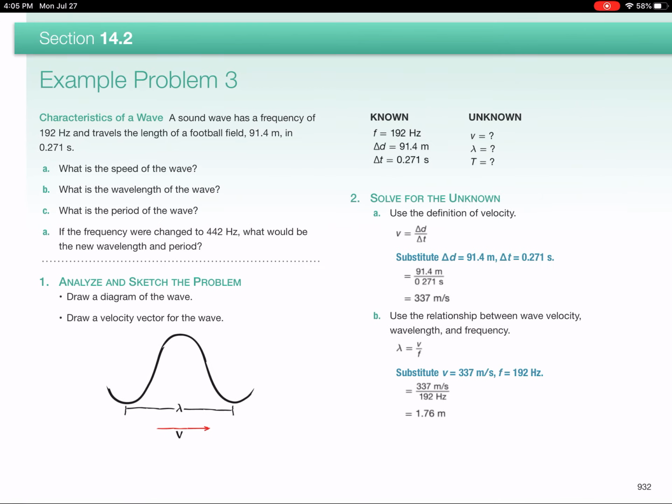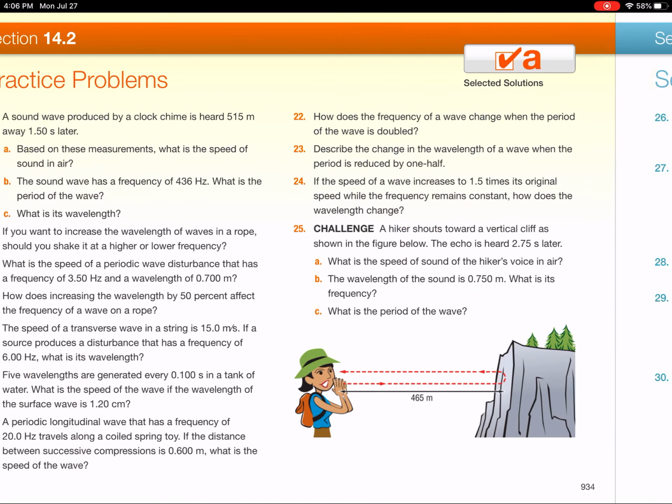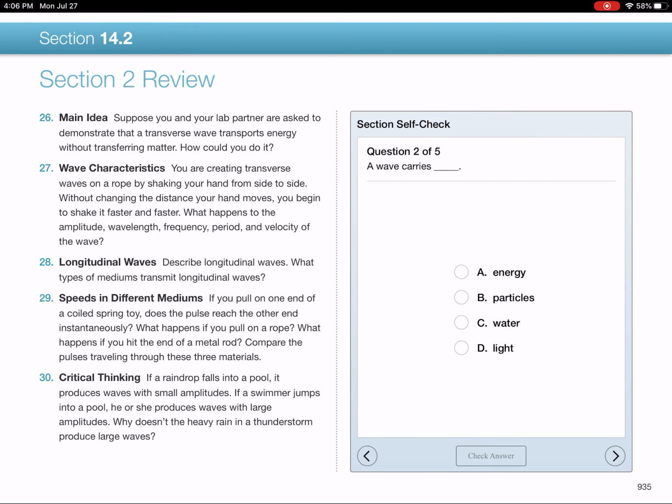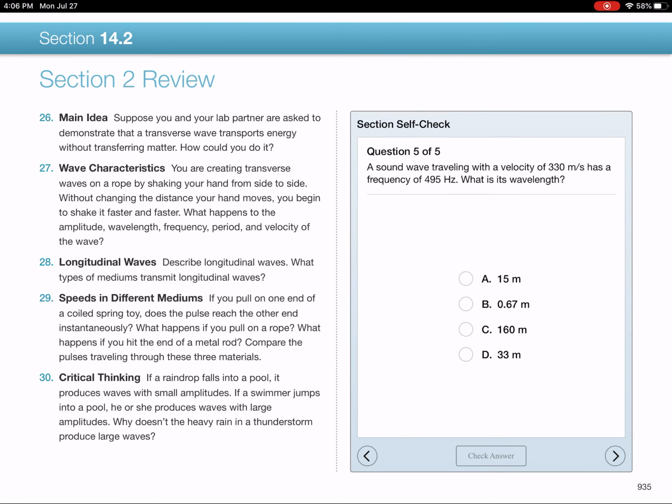Now, as you go on within this chapter, what you'll notice is at the very end, they have a section for self-check. And you can do these. So for instance, a transverse wave travels what to the direction of the wave's motion? Well, if you recall, trans, across, perpendicular. So if you hit that and you can check your answer, woohoo, got it right. What does a wave carry? Energy, particles, water, light? Well, in this particular case, we know energy. We're correct. And you can go through and do the other ones to check how you're doing and how you're mastering what's going on.